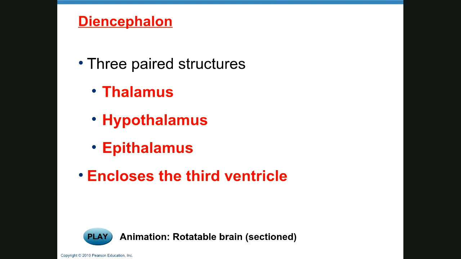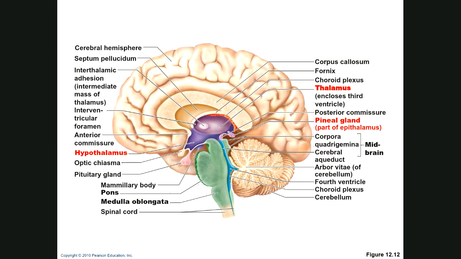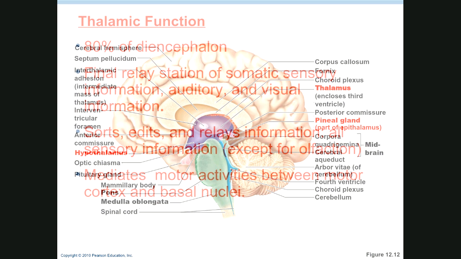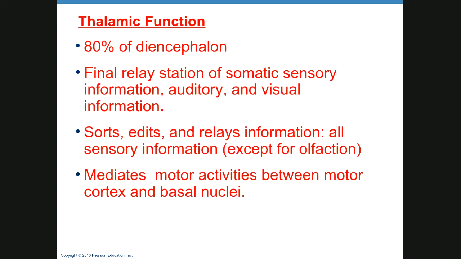We also looked at the diencephalon, and if you remember, the diencephalon is made of three portions: the epithalamus on top, the thalamus in the middle, and the hypothalamus at the bottom, below the thalamus. The thalamus is this purple area right here. It is described as the final relay station for sensory information. It comprises most of the diencephalon, and it is the last place where sensory neurons synapse.